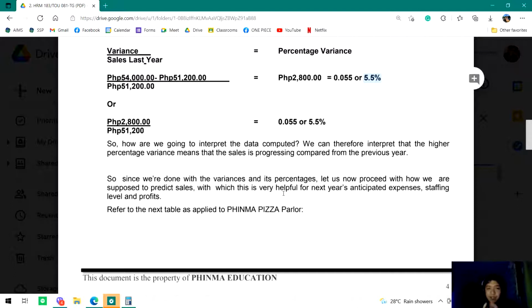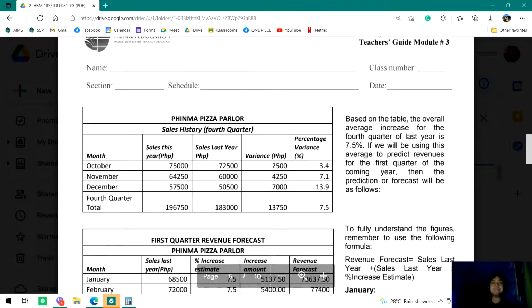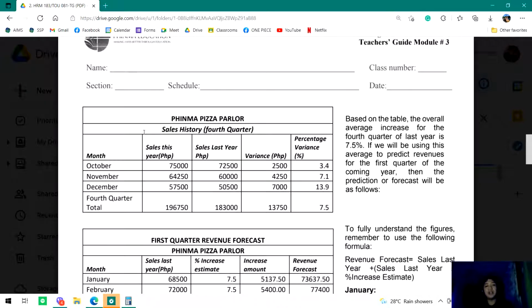Ito na yung sales forecasting. One of the most important things when running a business. Sales forecasting. Let's proceed. Ito yung ginawa natin, variance and percentage variance. Let's say, for example, Finma Pizza Parlor.